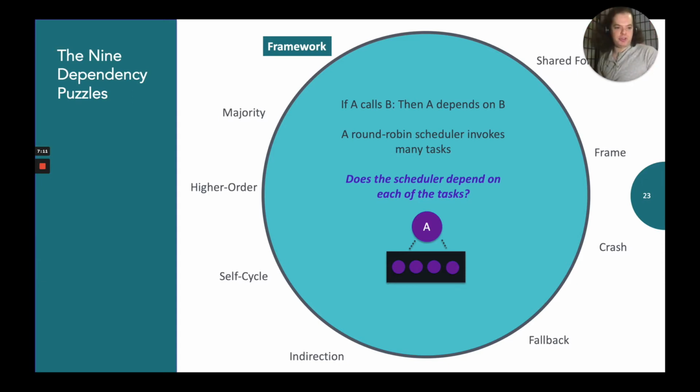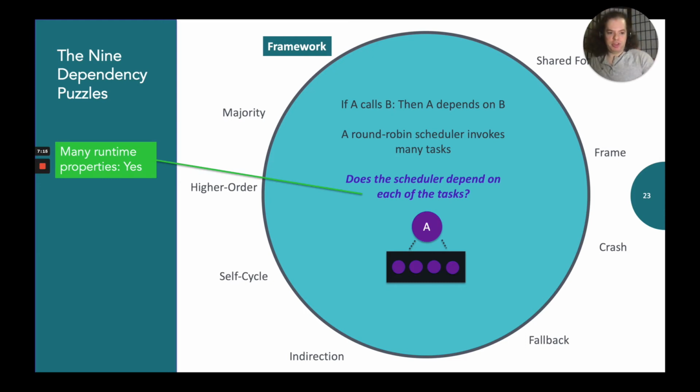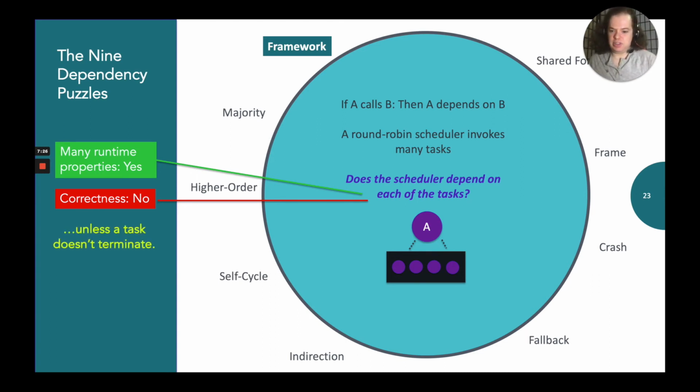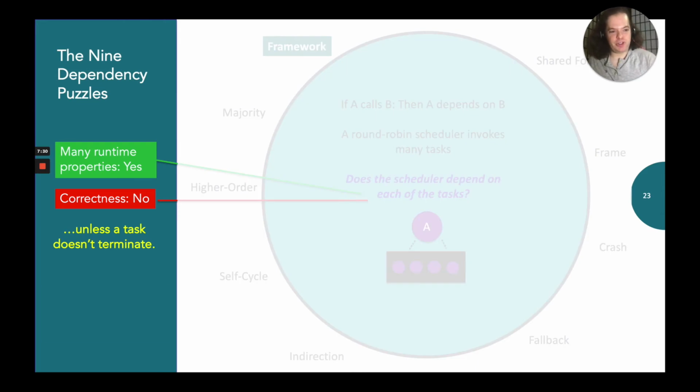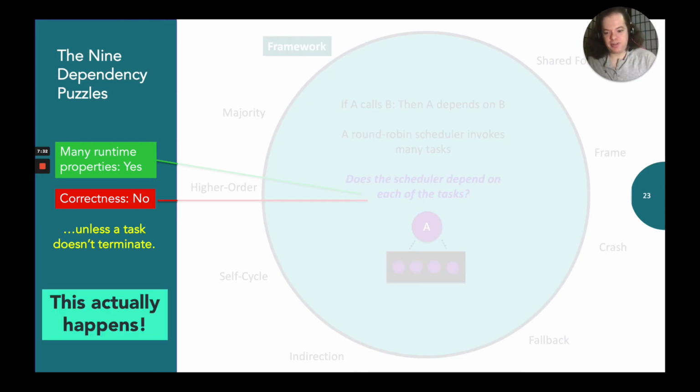For the framework puzzle, we see that many runtime properties, like how long it takes, what happens when, what values appear, do depend on each of the tasks, but the correctness does not, except one of them might hog the scheduler and never terminate if it's not a preemptive scheduler, and I've actually seen examples in other dependence papers of this exact thing.